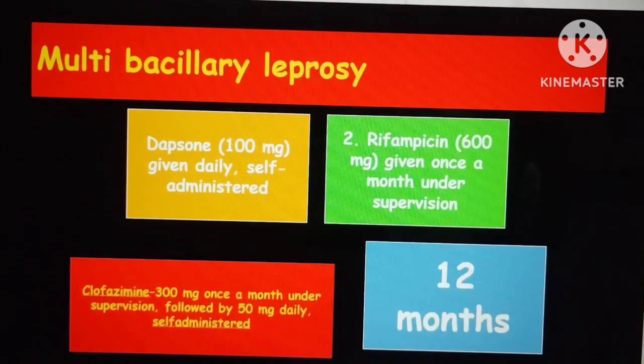Coming to multibacillary, again the same. Dapsone 100 milligram daily and rifampicin 600 milligram once a month. But here clofazimine is given 300 milligram once a month under supervision, and then he has to take 50 milligram daily. That is for 6 months in paucibacillary and this is for 1 year.